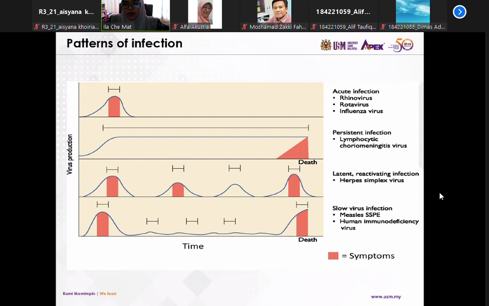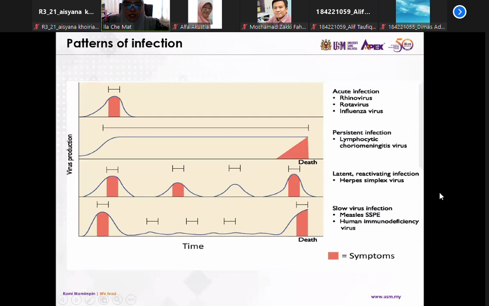And then for HSV, once you have it, you will have it for the rest of your life. Okay, you cannot resolve it. It's there. So that's why it's very important to take care of your immune system so that you don't get infection with this kind of virus.